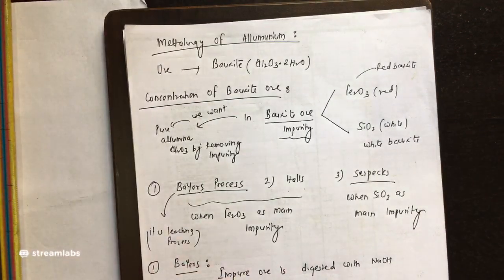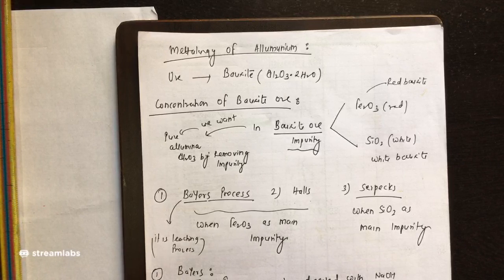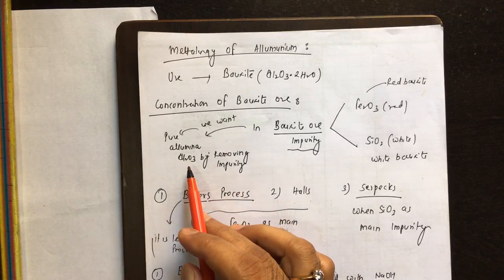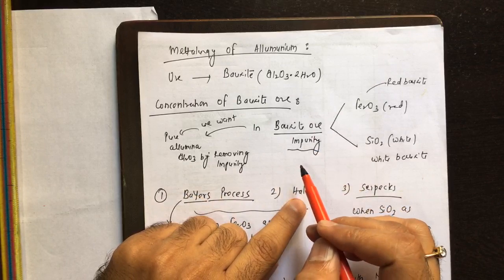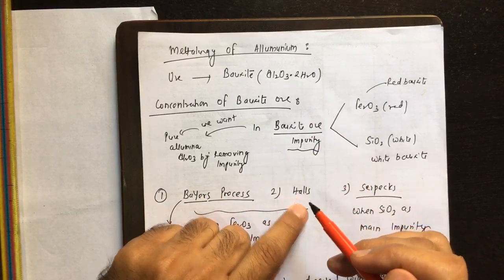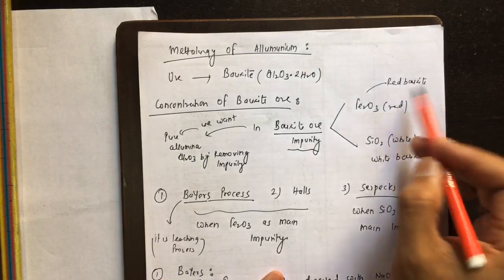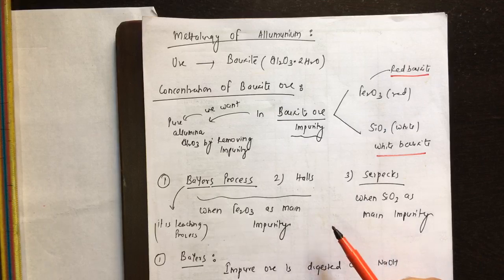Next we come on to the metallurgy of aluminium. See, when you talk about the metallurgy of aluminium, we have the ore that is impure, that is bauxite ore. Bauxite ore is Al2O3.2H2O. What we do first is concentration of the bauxite ore. Impurities are present, depending upon the type of the impurity. If you have Fe2O3 impurity present in the bauxite, it is basically red in color, that is called red bauxite. And if you have SiO2, silica, as an impurity, then it is called white bauxite.